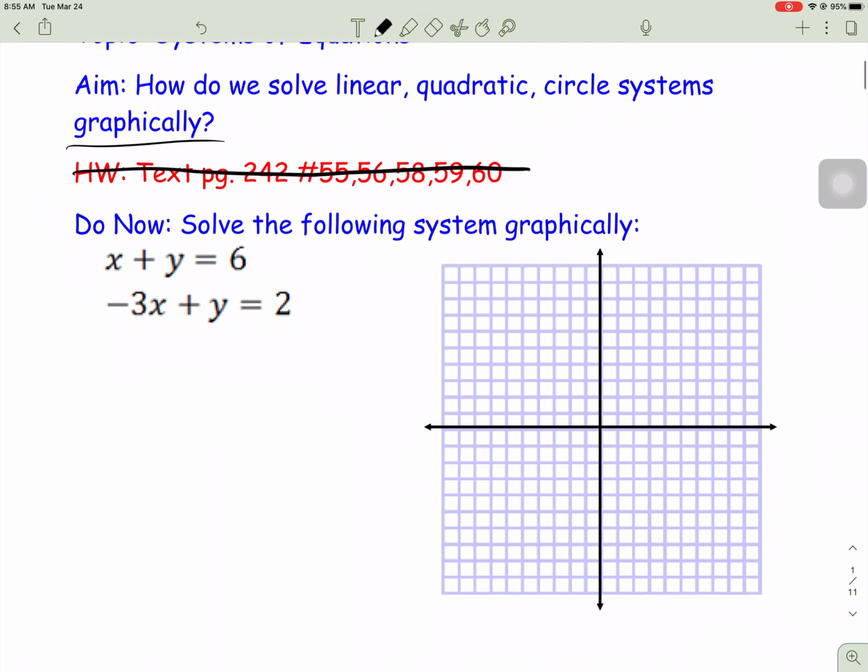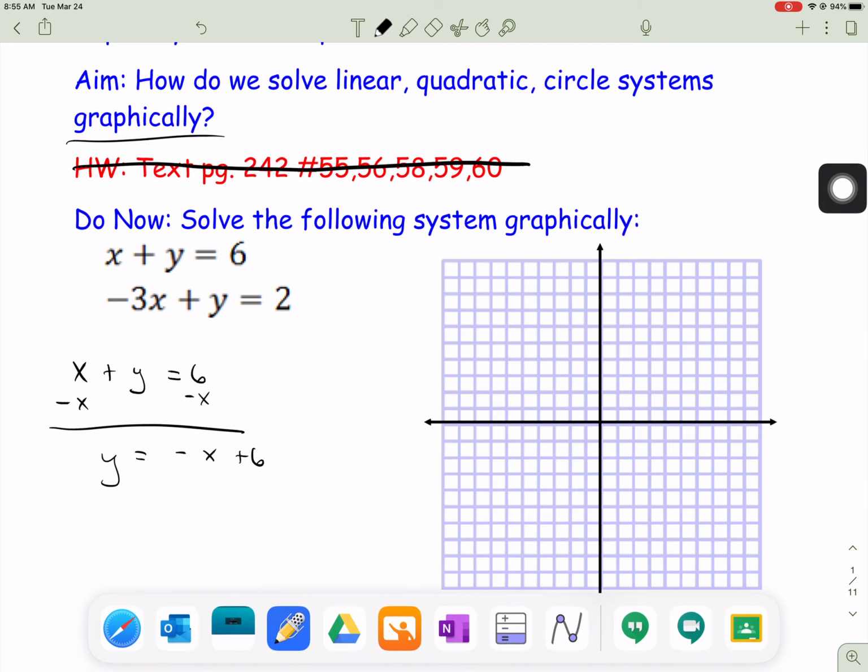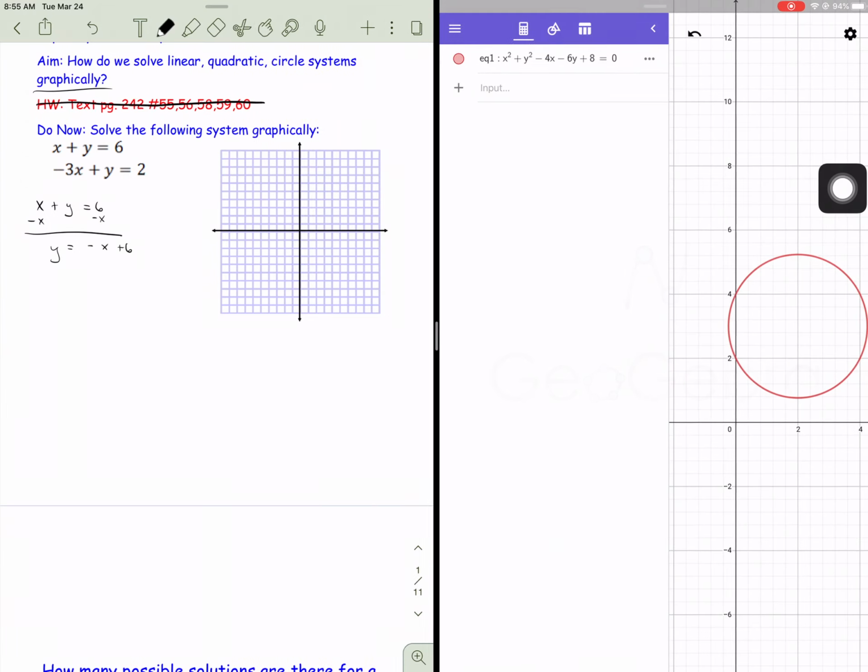Now graphically is not that bad because they give us the equations and we have GeoGebra to really help us out. So it says x plus y equals 6 and negative 3x plus y equals 2, and it says solve the following system. So you want to know which x and y values make these two equal to each other. Now, the algebraic way, you'll kind of see, will be something like this. Take the first equation, get it into y equals, and then you say y equals negative x plus 6, right? This is a line with a slope of negative 1 and a y-intercept of positive 6.